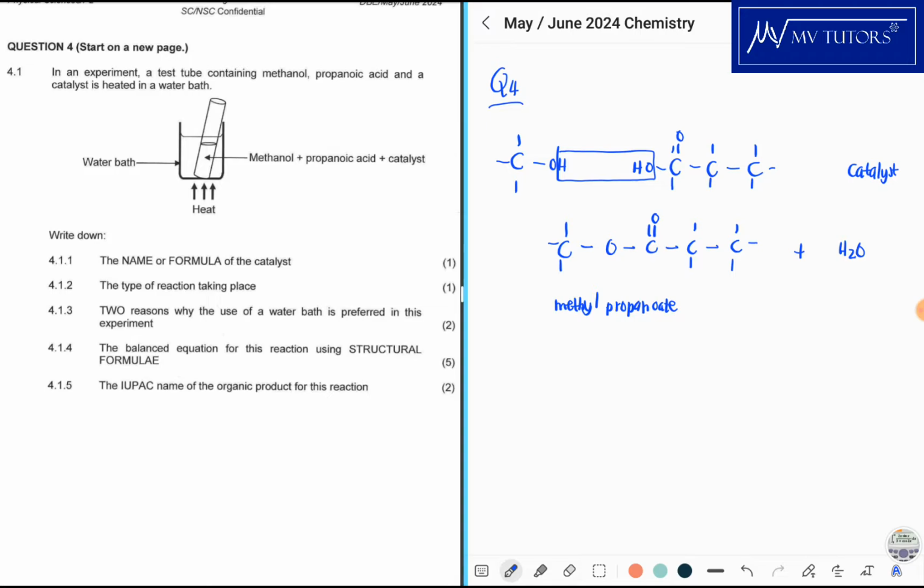Nice. Let's look at the question. Our catalyst here would be sulfuric acid. 4.1.1, write down the name or formula of the catalyst. This is sulfuric acid. Concentrated sulfuric acid, actually.